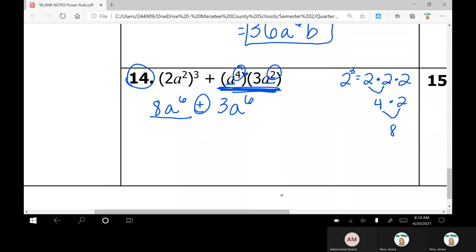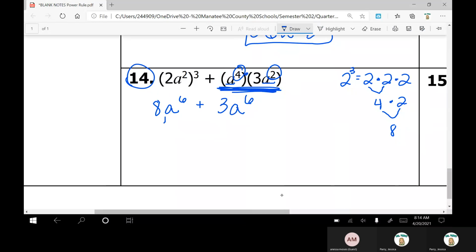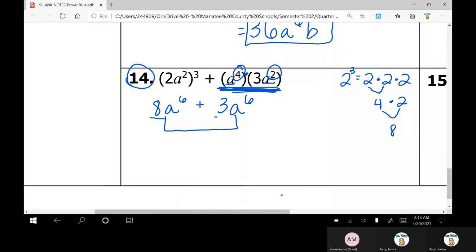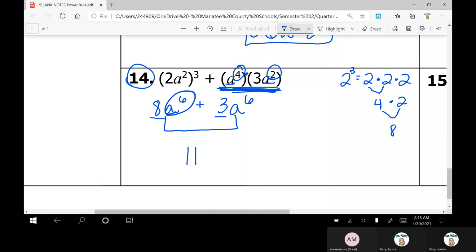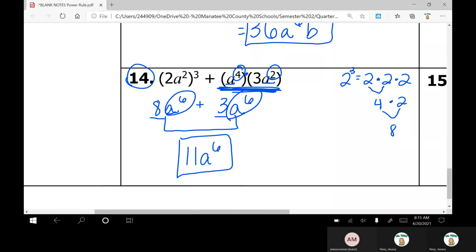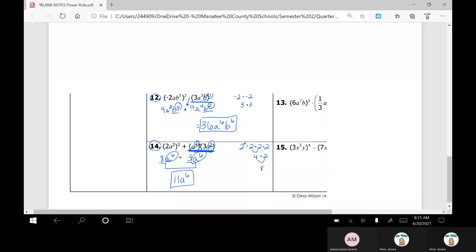So let's go ahead and combine like terms. I'm going to draw my two little things coming together as one. When you combine like terms, all you do is combine your coefficients. So really, we're just going to look at the numbers. 8 plus 3 is 11. And then you just bring down that last name, or the variables and exponents, a to the power of 6. So all of that together combined is 11 times a to the 6th power. And that is it.